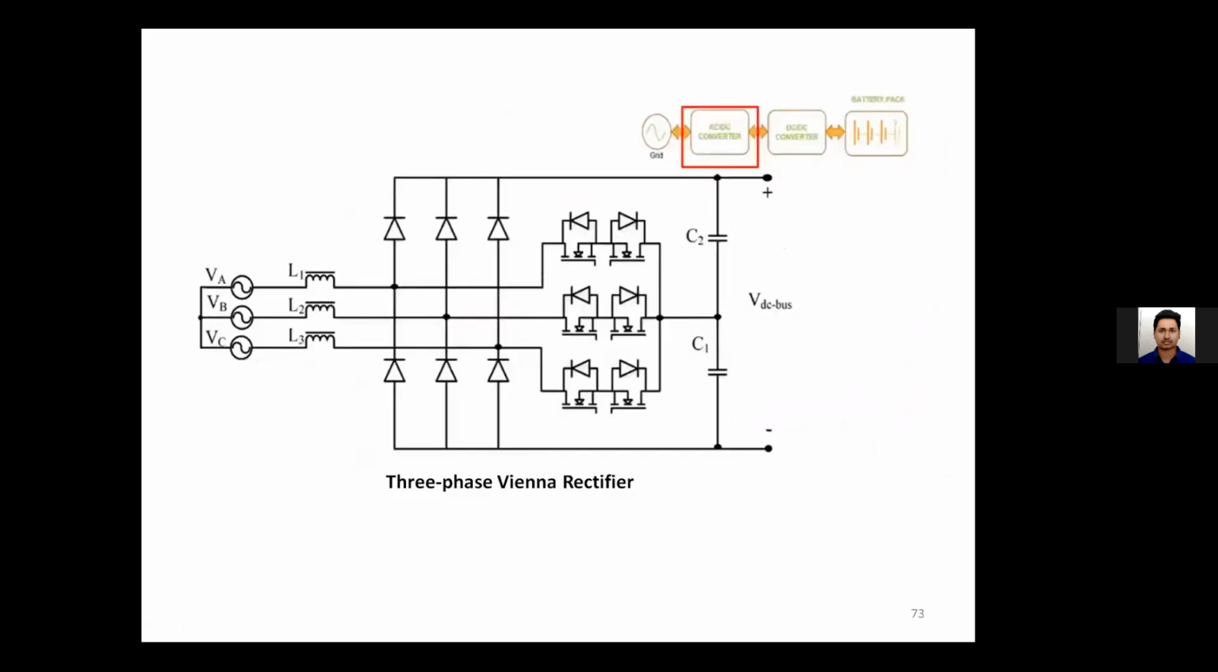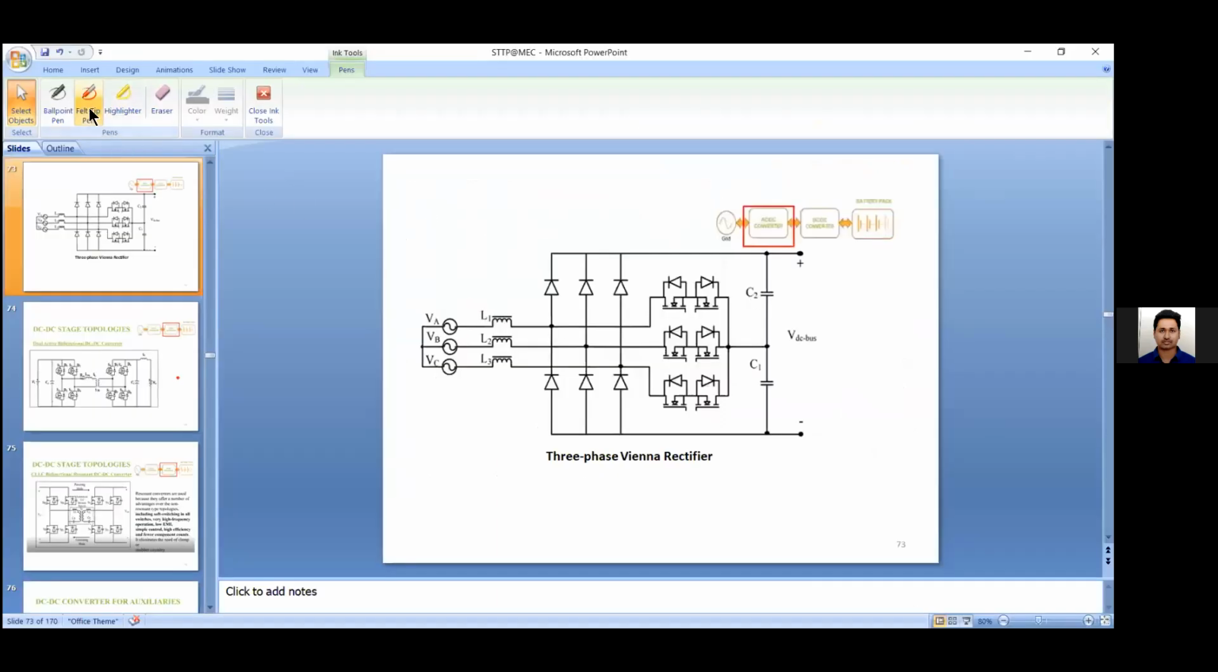This is another Vienna rectifier, which also converts AC to DC. But the advantage we get here is that it has the bidirectional feature. Here you can observe the bidirectional switches. Basically, this is a bidirectional switch where the current can flow in both directions. If there is a requirement, the current can flow in this direction.